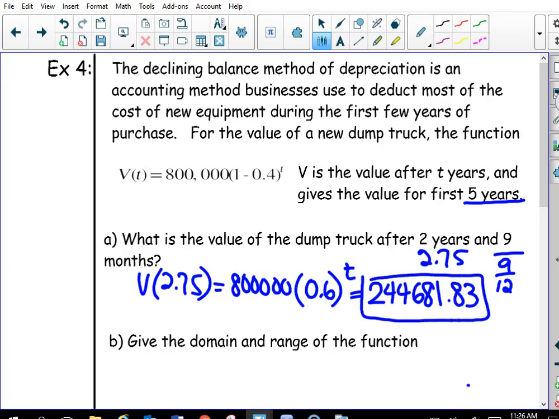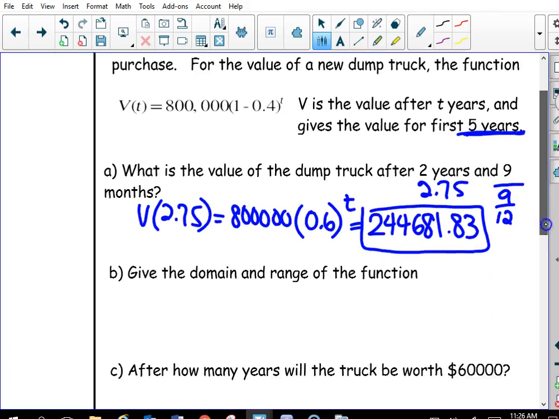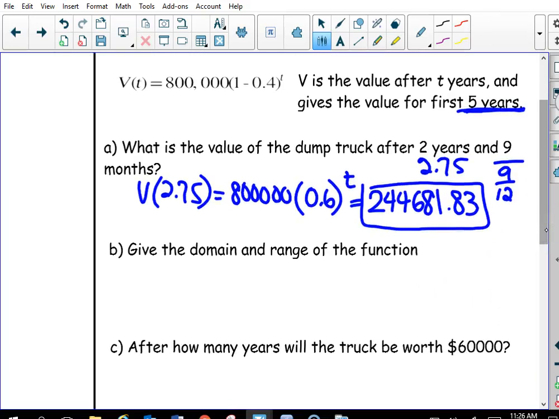And give the domain and the range. All right, this is actually not bad. Took me a while to notice that they actually gave us the domain right here. So in interval notation, our domain is going to be between 0 and 5. Okay. Sorry, I should probably include that.